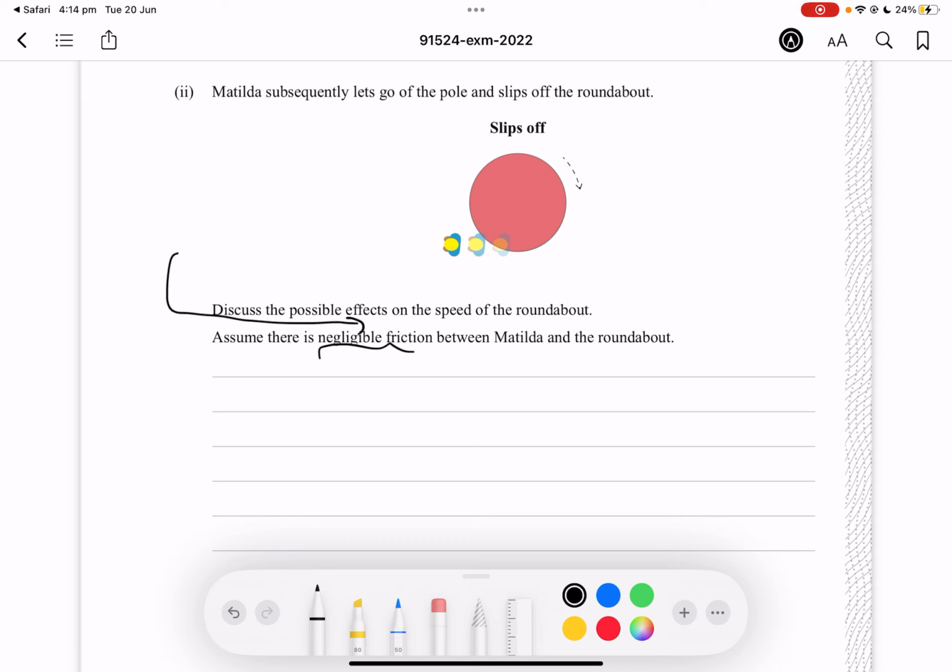So some key words here. So that means no, we can just assume no external torques on the system.